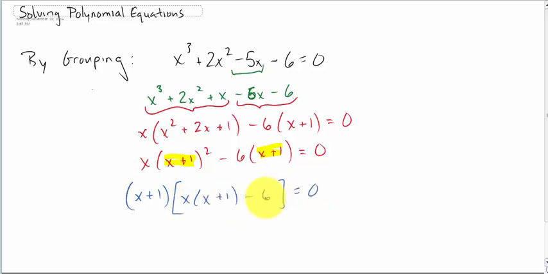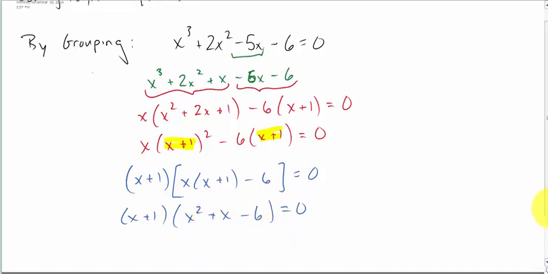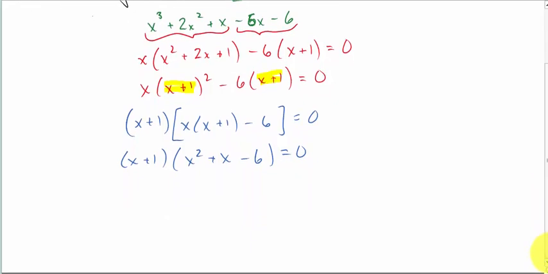So let's go ahead and take what's in the brackets and simplify that. Let's see if anything nice comes out of this. We get x squared plus x minus 6. And hopefully you're thinking to yourself, wait, that's factorable. That's nice. I can factor that. So now we have x plus 1 times x plus 3 times x minus 2 equals 0. And now we have this factored into three factors.